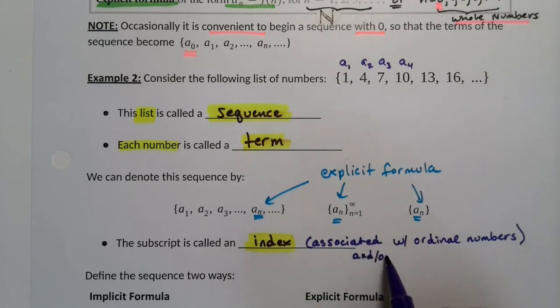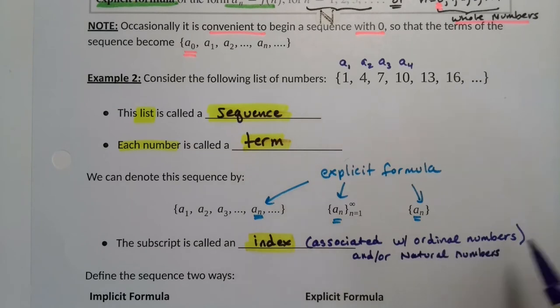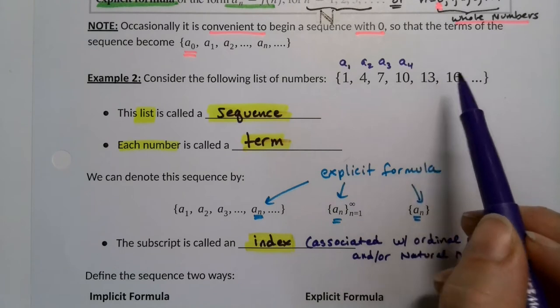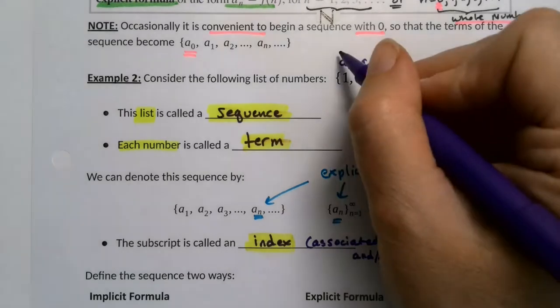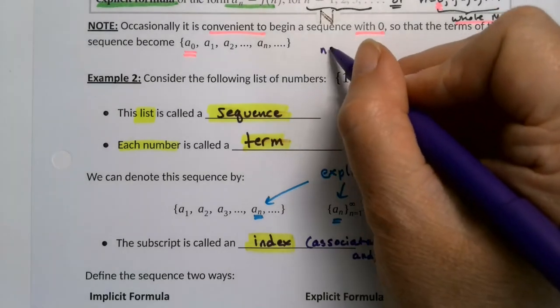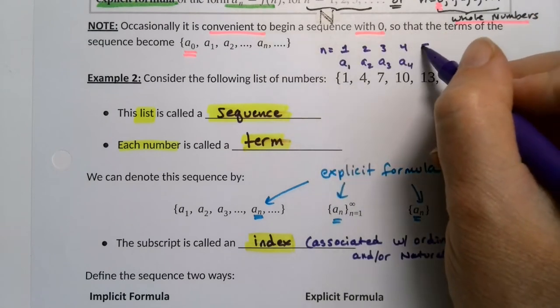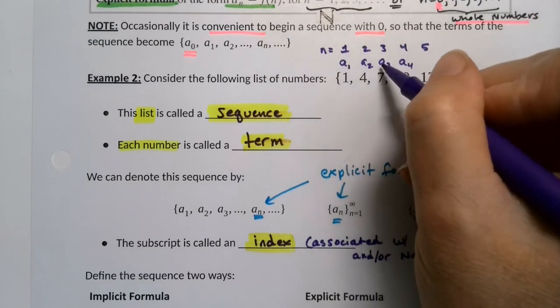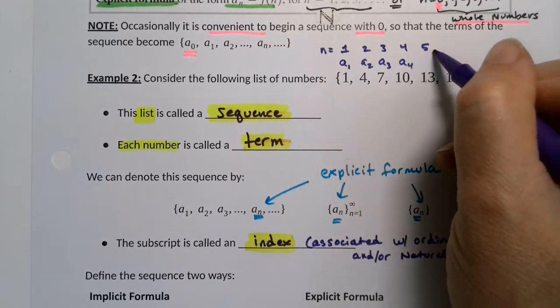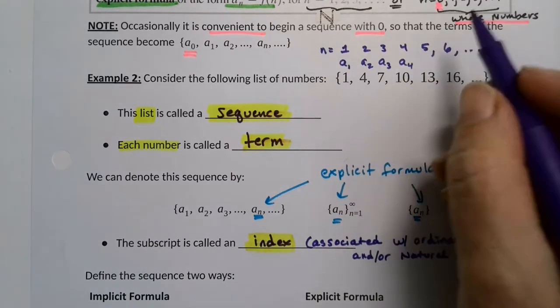But of course, we can associate those with the natural numbers as well. And we are by writing that subscript 1, 2, 3, 4, 5, right? So what we're doing is saying, hey, this is 1. If I look at my n values, this is 1, this is 2, this is 3, this is 4, 5, right? First term, second term, third term, fourth term, fifth term, sixth term, dot, dot, dot.